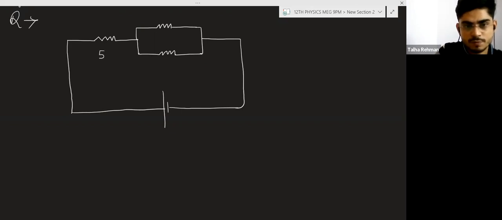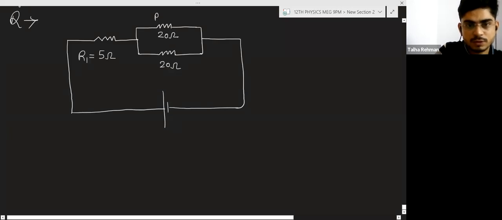This is 5 ohm. This is 20 ohm. This is 20 ohm. And I am supposing this as R1, this as R2, this as R3.